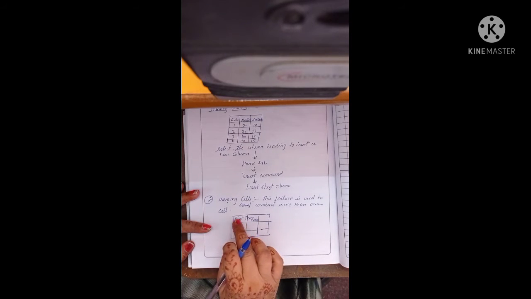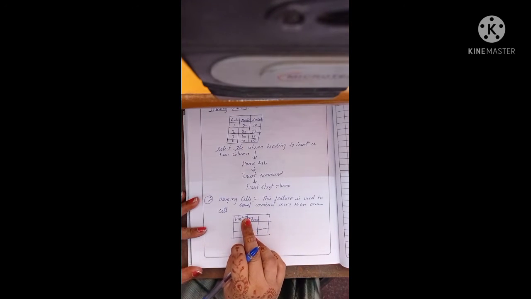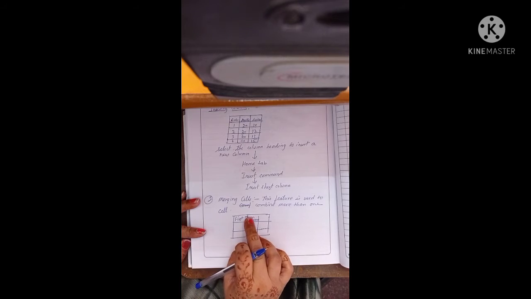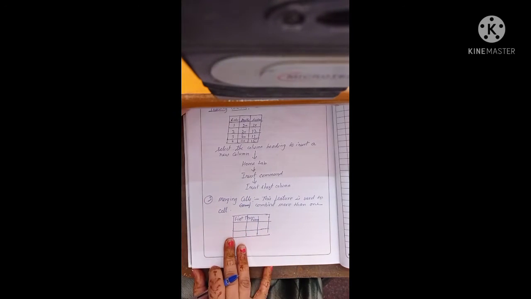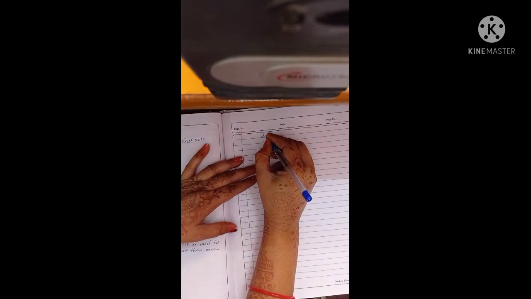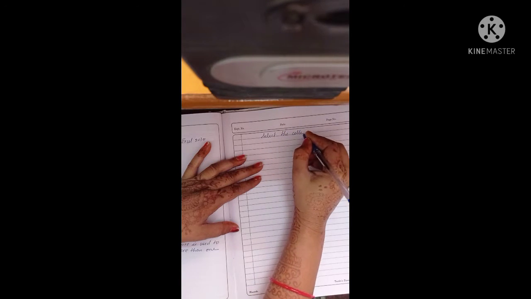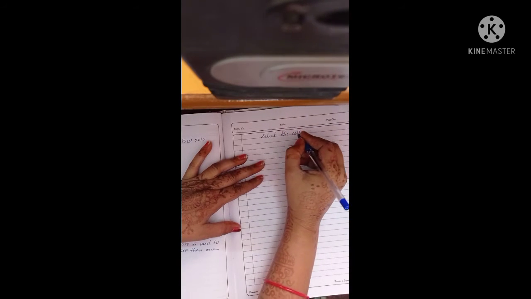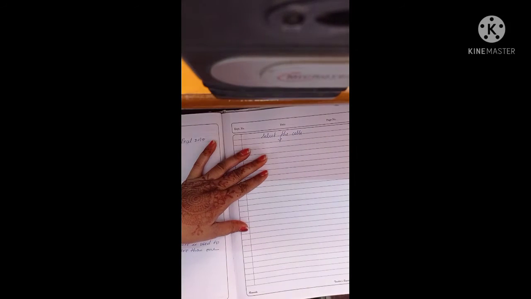Now we have to join these two columns. That means these two columns we have to convert into a single column. For this the merging cells feature will be used. Now learn the steps to merge the cells. First of all, you have to select the cells which have to be merged. The cells that you want to merge, select them.